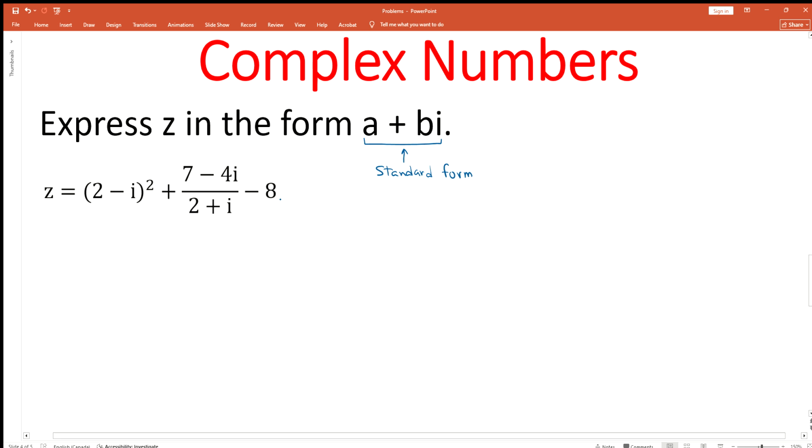In the first term, (2 minus i) squared, we should expand the square. We should multiply 2 minus i by itself.